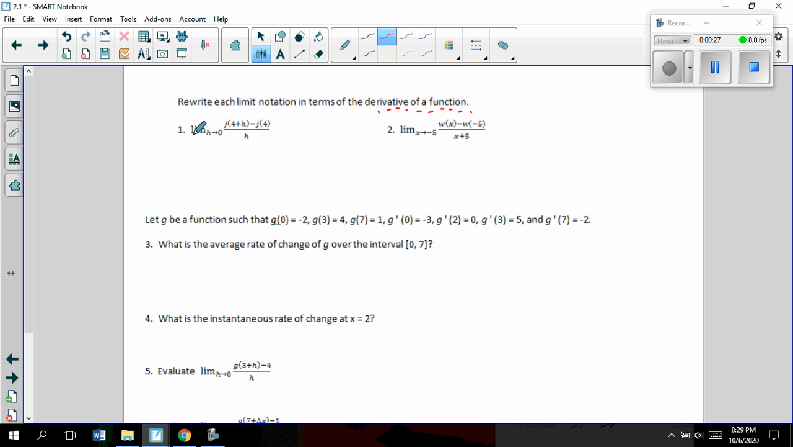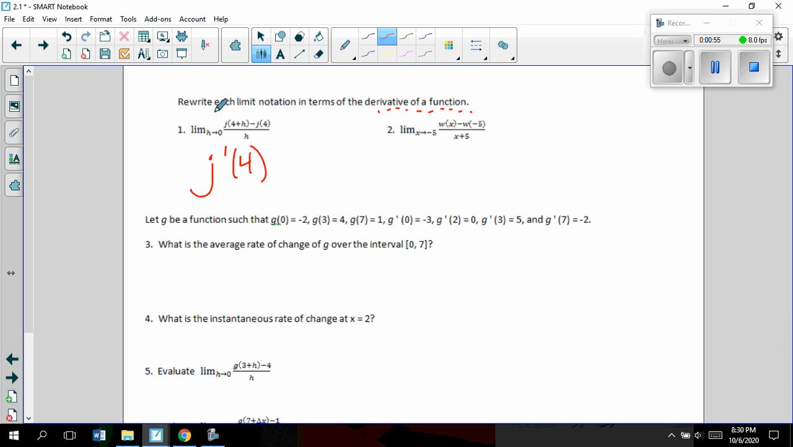Okay, so this one, the function we are talking about is J, and I can see that because I have J written here and here. So J is the function I am working with. Now I want to know, where am I, what's my A value? My A value is 4, because this is that first format. So what this format is really asking is, what is J prime of 4? And that's all I'm looking for here.